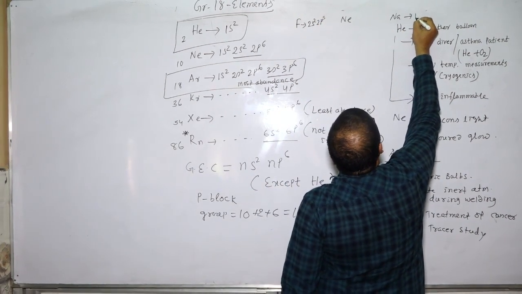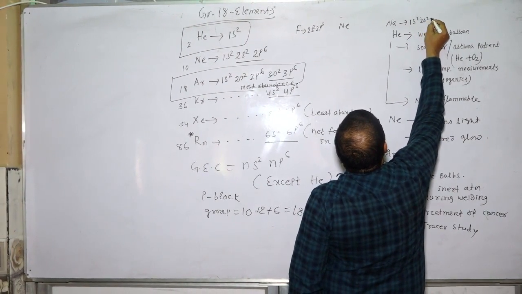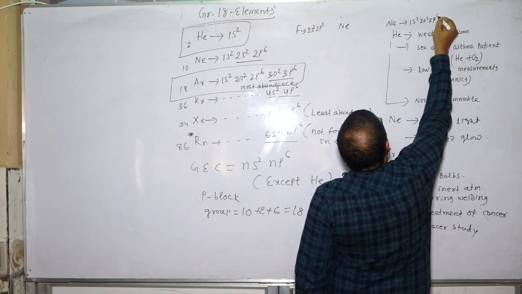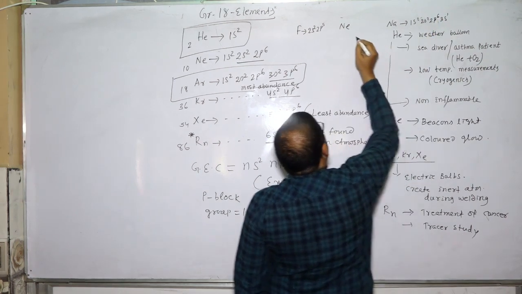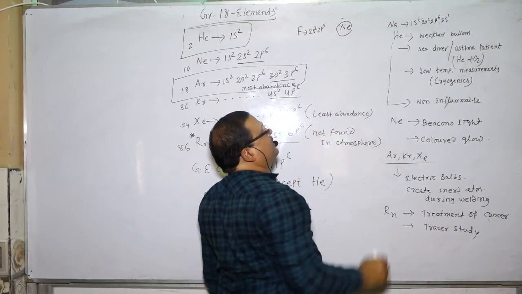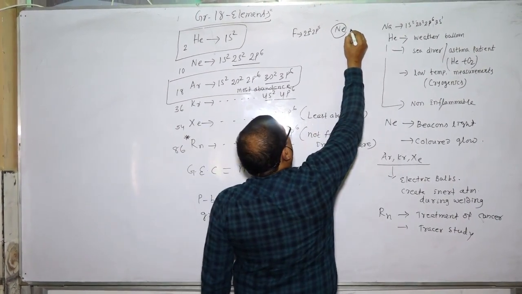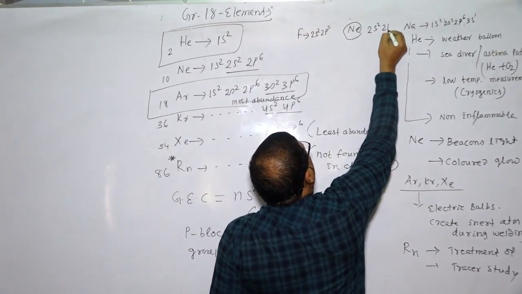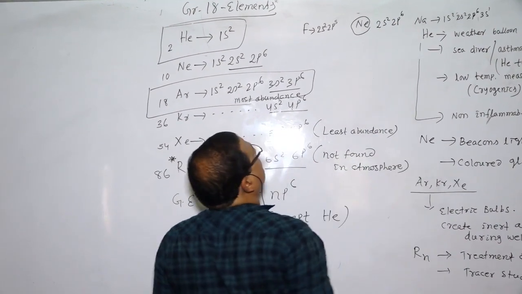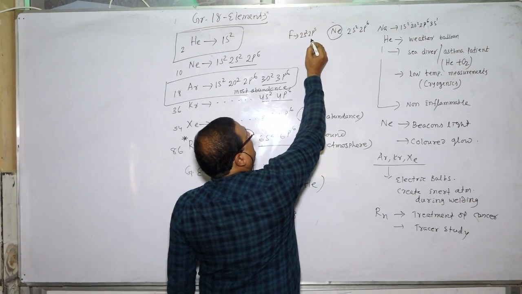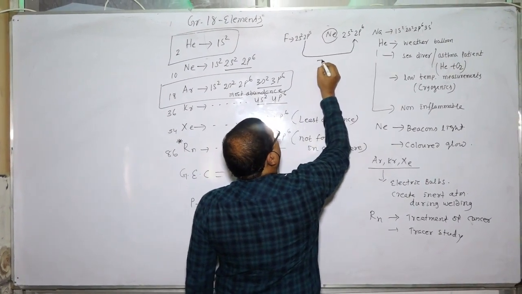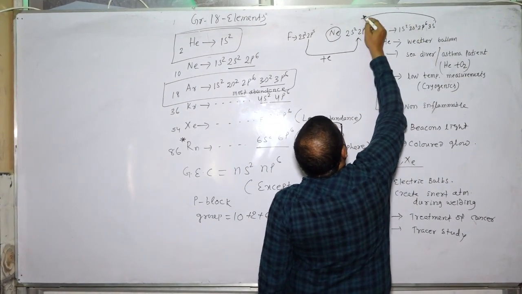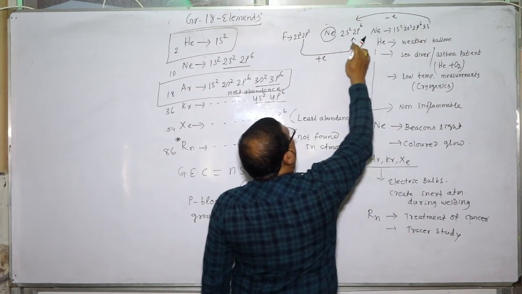Sodium, that is 1s2, 2s2, 2p6, 3s1. Then what about the electronic configuration of neon? Outermost shell, that is 2s2, 2p6. So this group of elements will accept one electron to have that octet. This group of elements has the ability to lose one electron to have that octet.